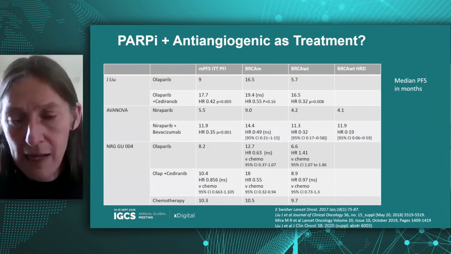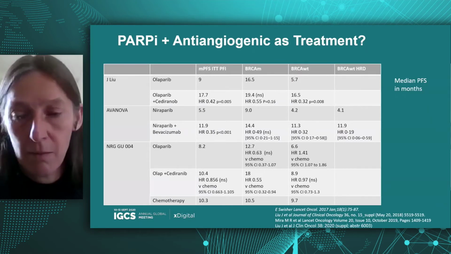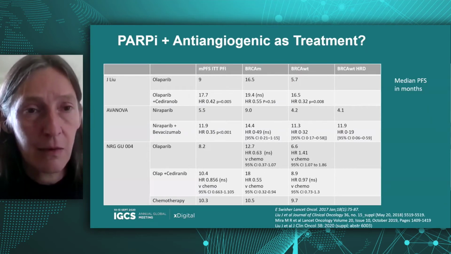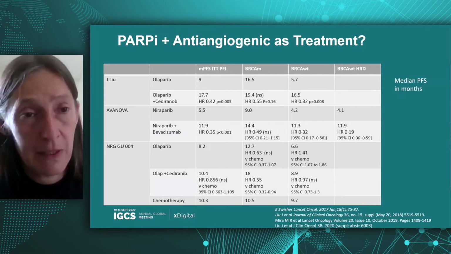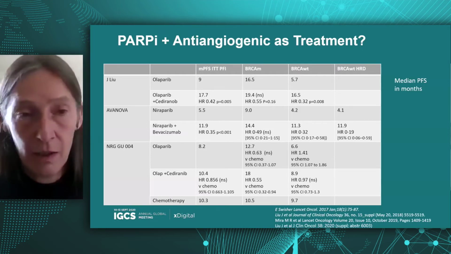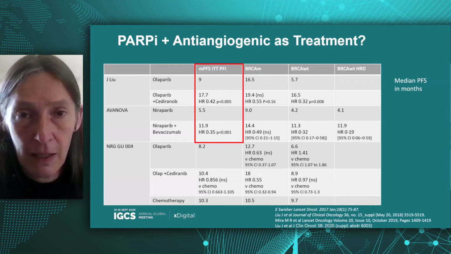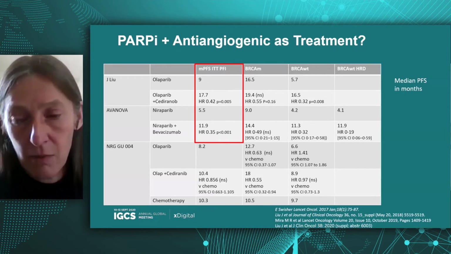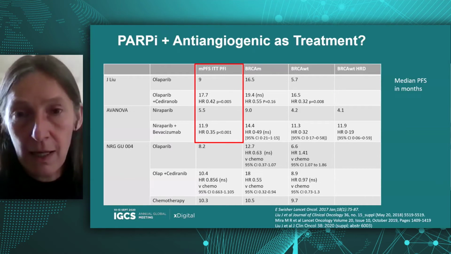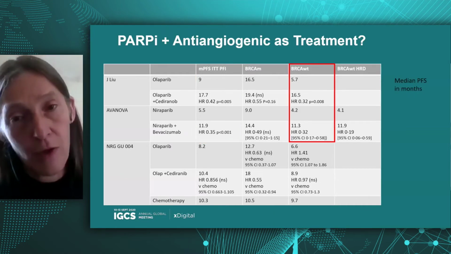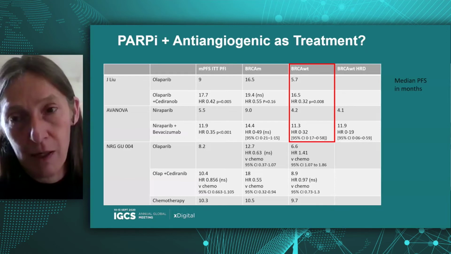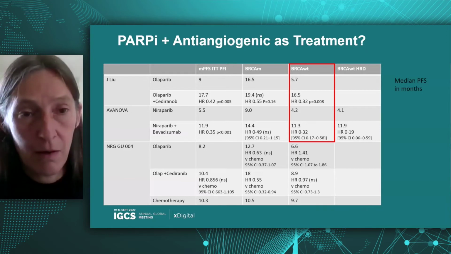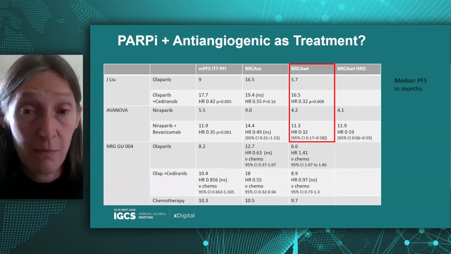But how about if we add an anti-angiogenic therapy? The Joyce-Lewis study looked at olaparib versus olaparib and cediranib, and the ZIAVA-NOVA study looked at the addition of Bev to niraparib. And we see that, yes, there is a benefit by adding an anti-angiogenic to a PARP as treatment. And interestingly, on this occasion, although the overall prognosis is worse for BRCA wild type, the added benefit of the anti-angiogenic is bigger in the BRCA wild type group.